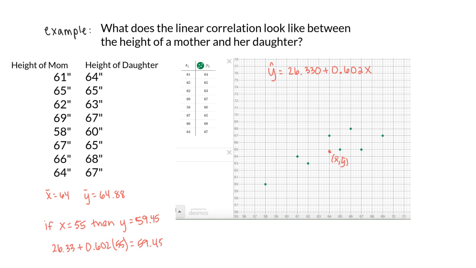So I'll go ahead and plot it. x is 55, y is 59.5, so that's about right there. Now I can go ahead and connect this point with this point of averages to draw my regression line.